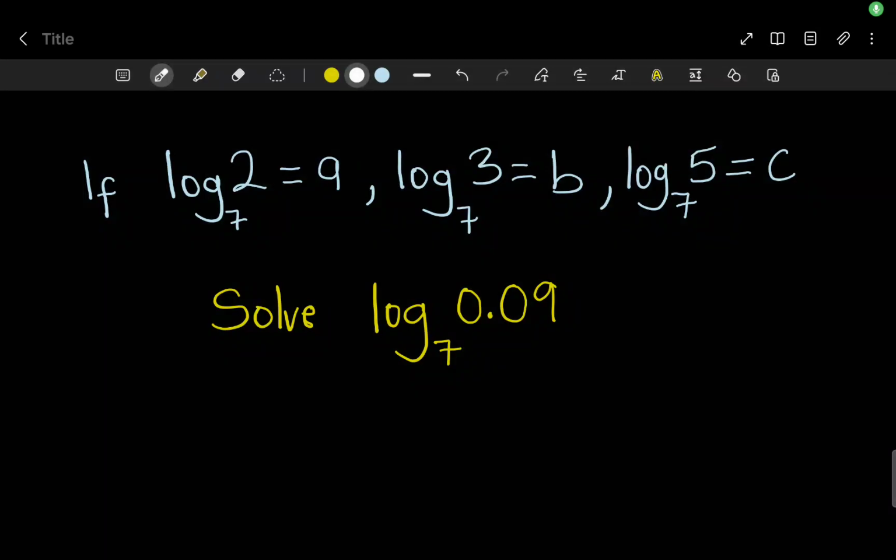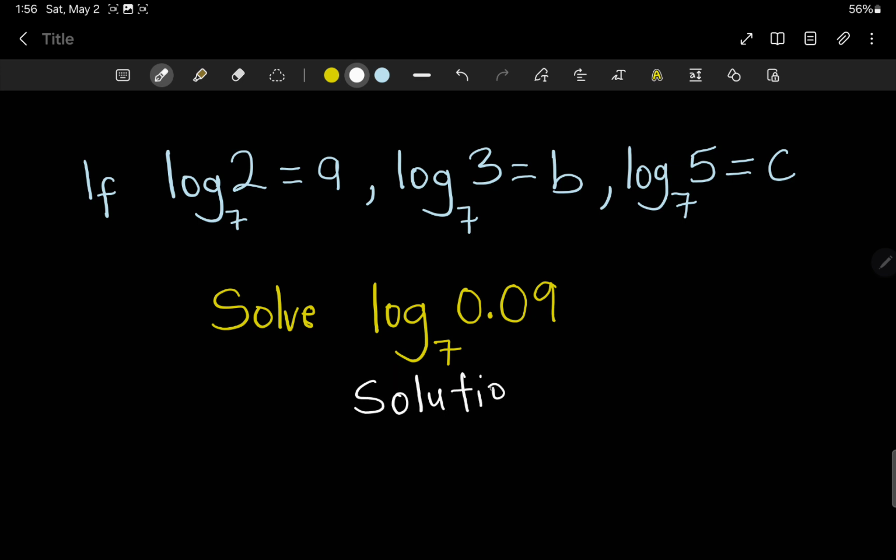Solve this together. The question says if log 2 to the base 7 is equal to A, and log 3 to the base 7 is equal to B, and log 5 to the base 7 is equal to C, solve for log 0.09 to the base 7. So let's solve this together.